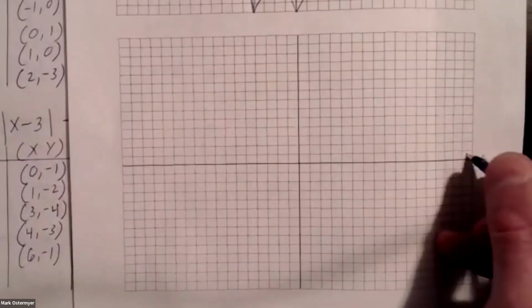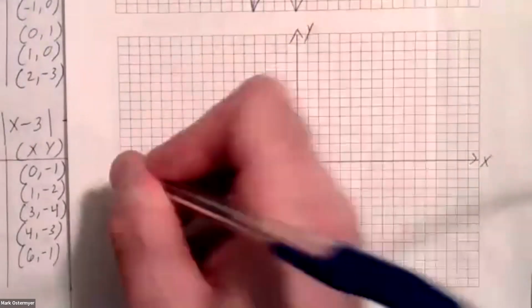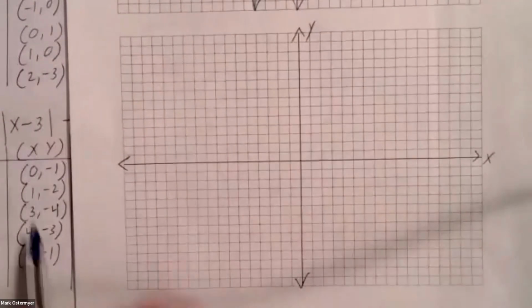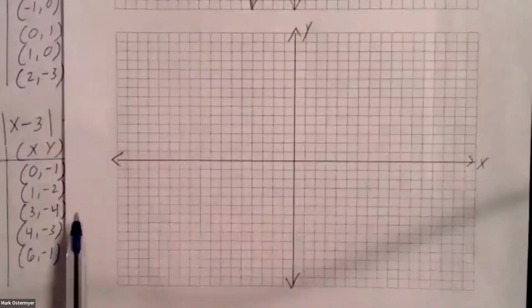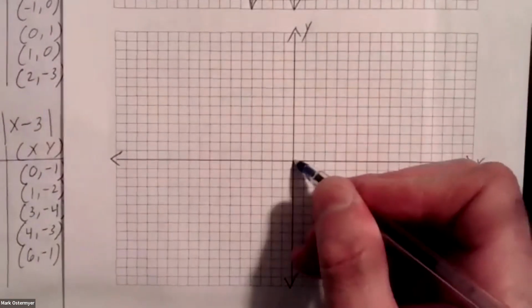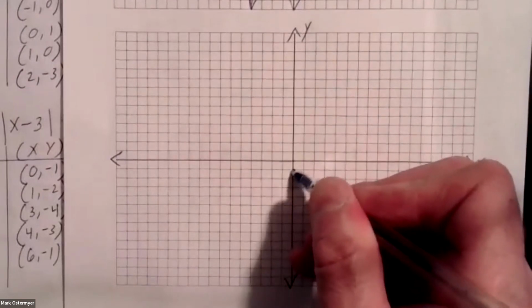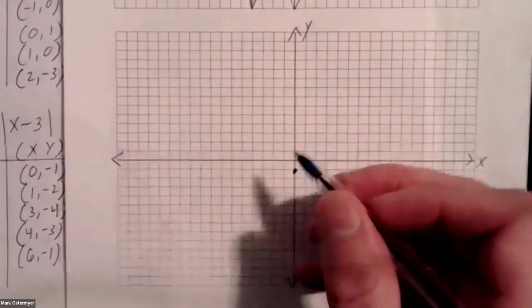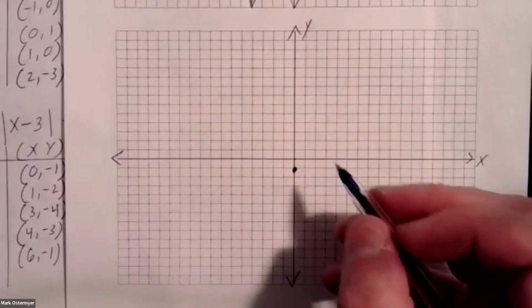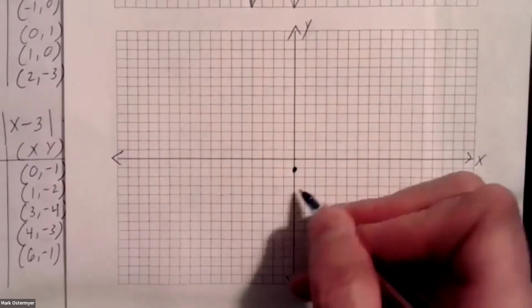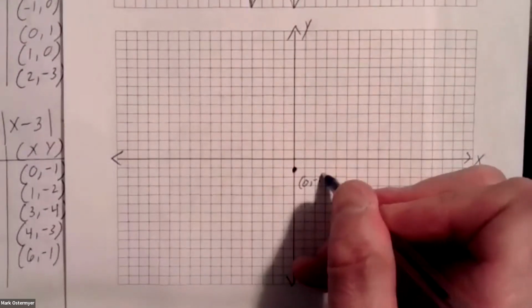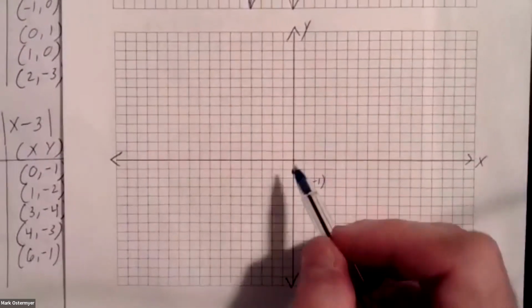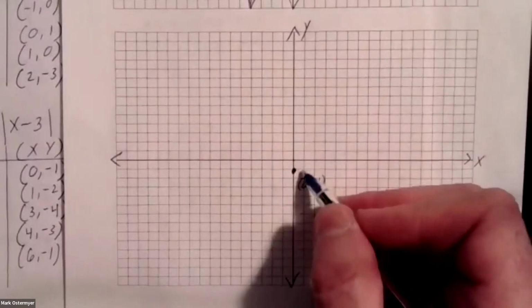There's my x-axis. 0, -1, plotting 0, -1 here. We start at the origin, and we just go down 1 on the y-axis. 0, 0, -1. Okay. 1, -2, start at the origin, go 1 to the right, then down 2.